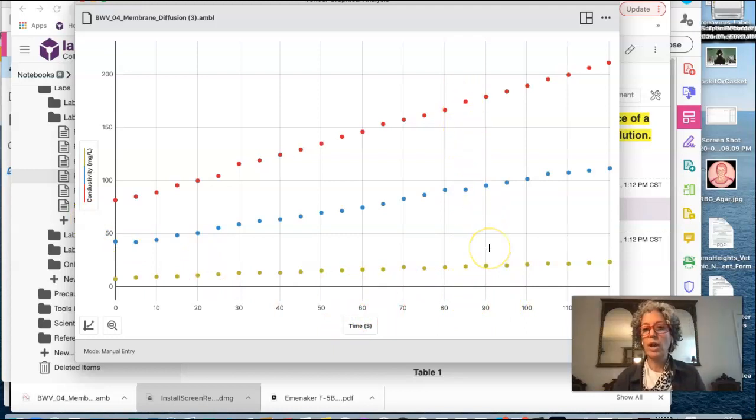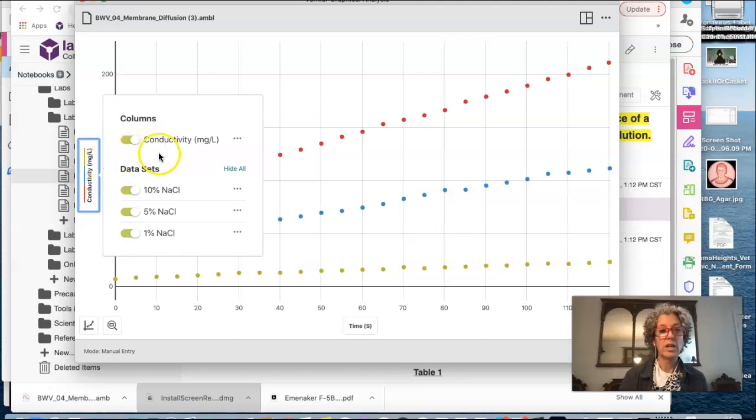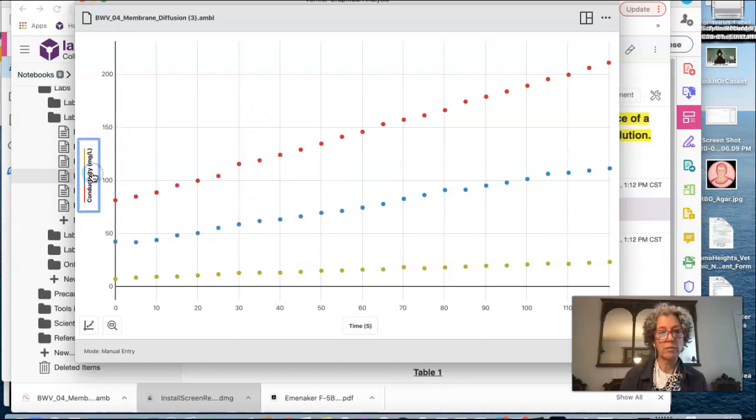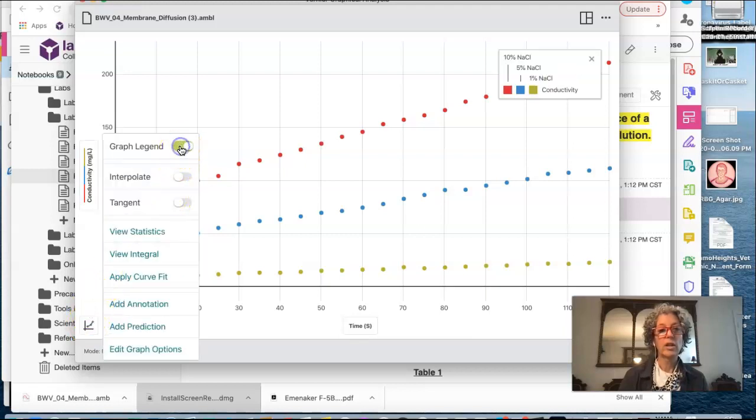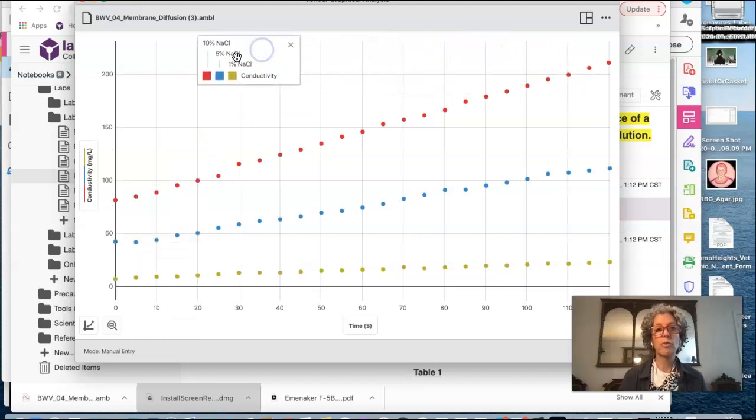And now we've got these 3 graphs that, since there's no title or anything else, if you click on this, it tells you what our data sets are. You could rename or delete the data set. We don't want to do that. If you click here where it looks like a little graph, get the graph legend, and now we can see that the red indicates the 10% sodium chloride, the blue is the 5% sodium chloride, and the weird green is the 1% sodium chloride. So that is our legend, which we should have on there.